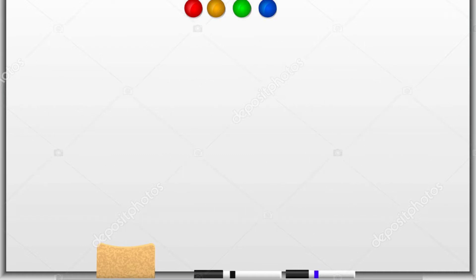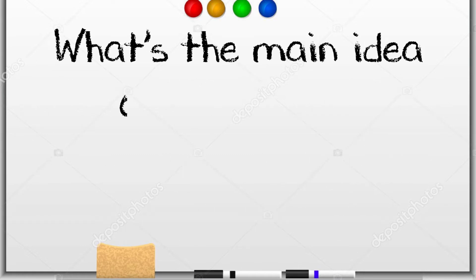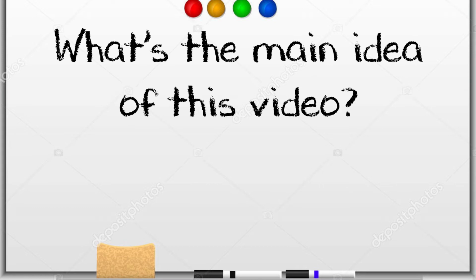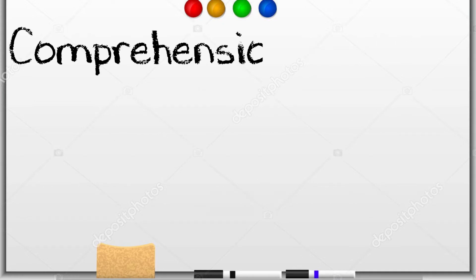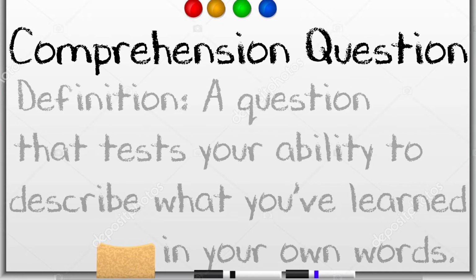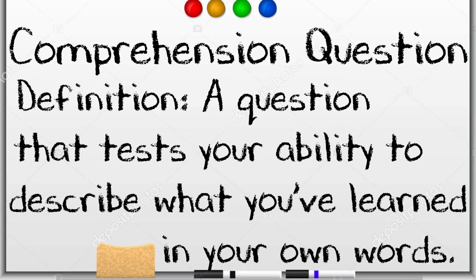Here's another question. What's the main idea of this whole video? Hint, it isn't just for me to tell you about my students. The main idea is actually that I'm explaining the different kinds of question categories for Bloom's taxonomy. This is a comprehension question. A comprehension question tests your ability to describe what you've learned in your own words.